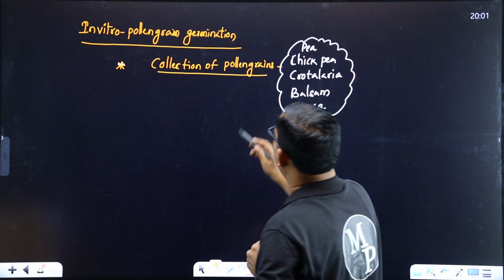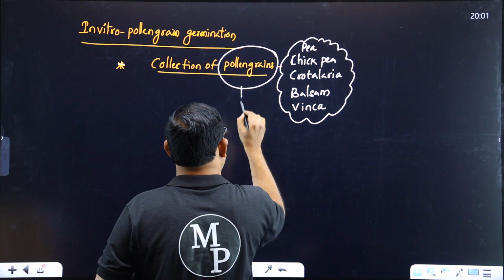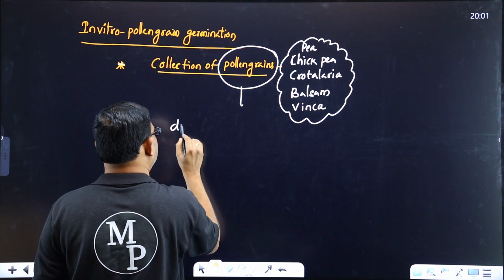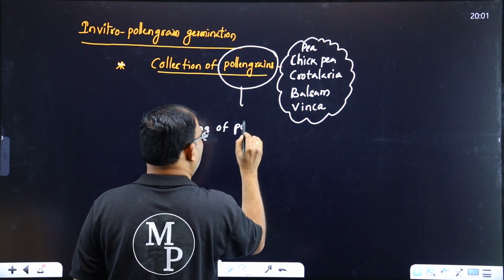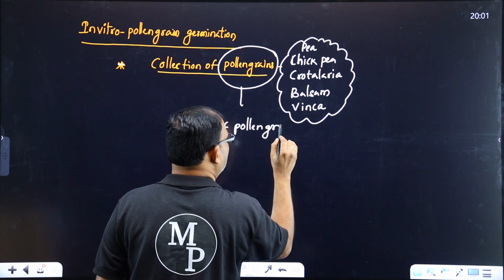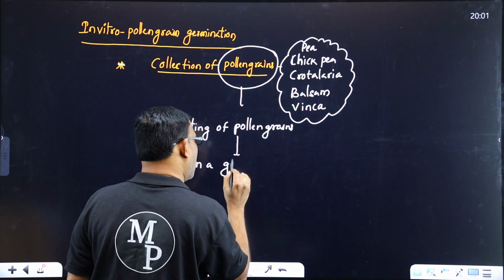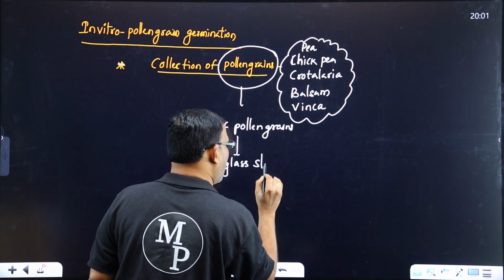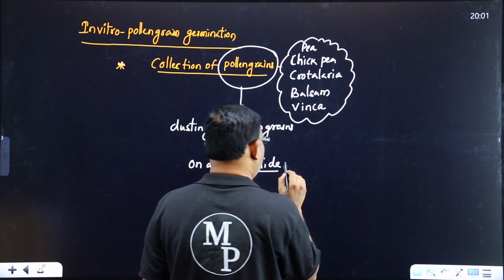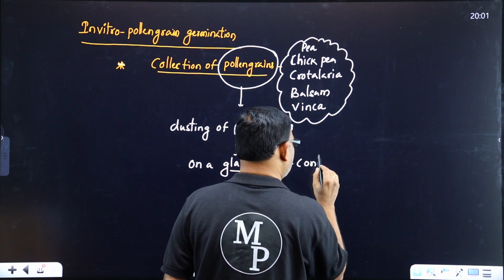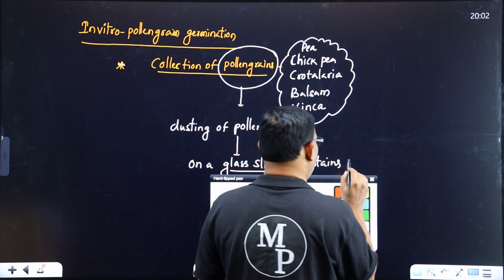Collection of what? Pollen grains, right? Now the pollen grains are dusted onto where? Dusting of pollen grains on a glass slide. That glass slide contains what?